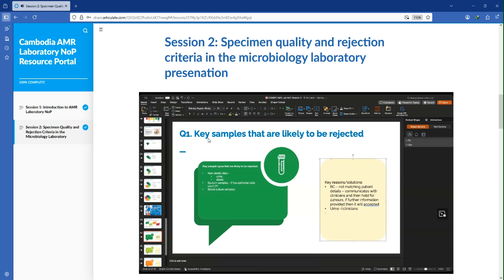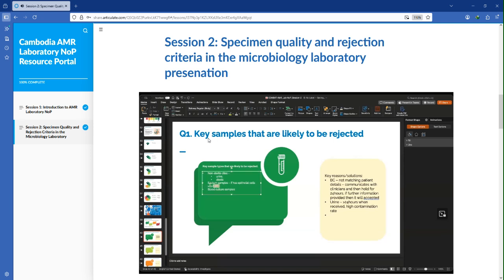And on the other side, when we know the result for the culture shows contamination, we can also ask the doctor or nurse to recollect again. And for the stool culture, I think Pateri will talk about this.